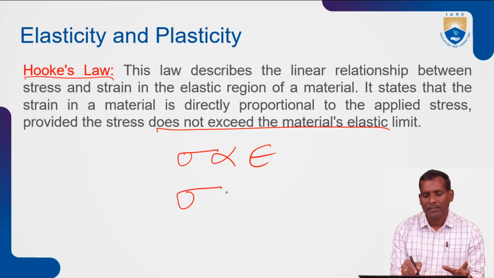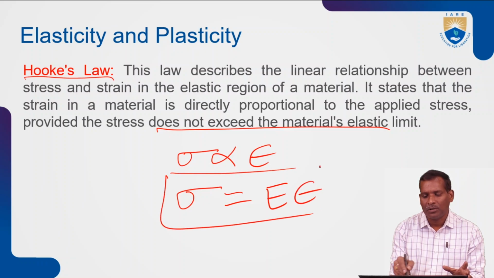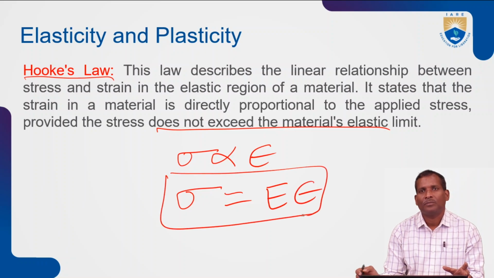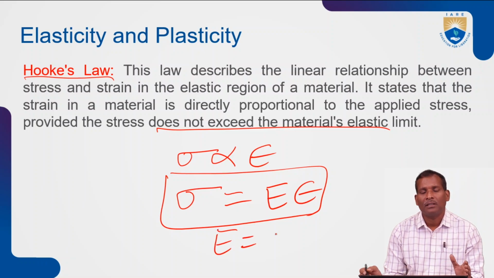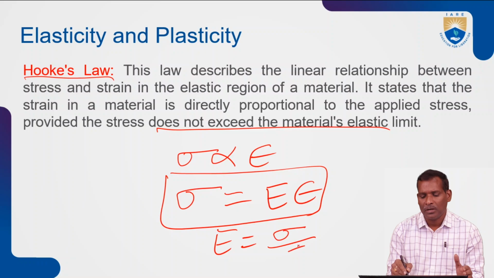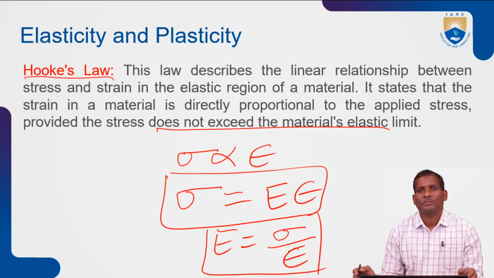So we can write sigma is equal to E epsilon. Here E is Young's modulus or modulus of elasticity, so E is equal to sigma upon strain. This gives Hooke's law: strain is directly proportional to the applied stress.